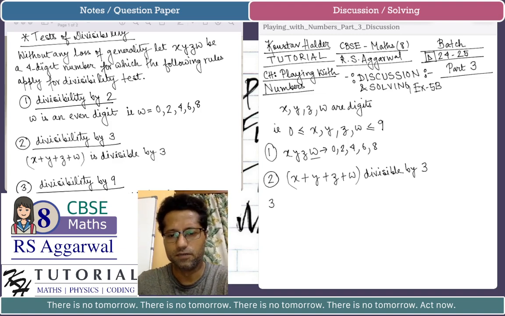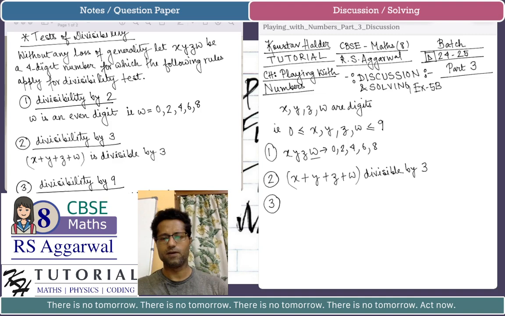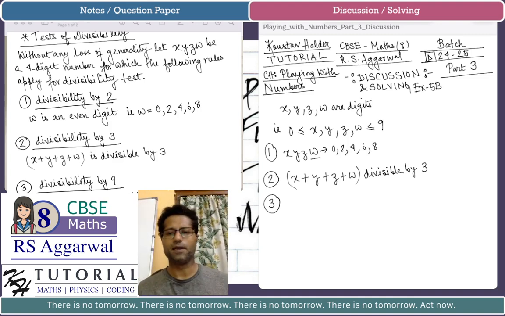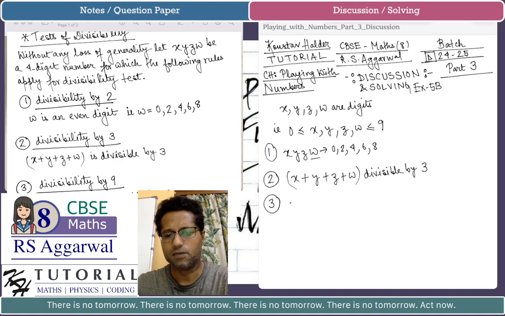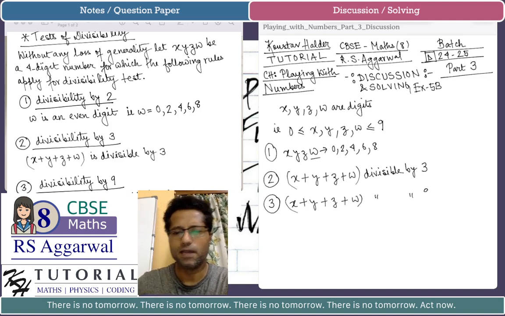The next one is divisibility by 9. The same rule applies as for 3. A number, that is the number XYZW, will be divisible by 9 if the sum of the digits, that is X plus Y plus Z plus W, is divisible by 9.